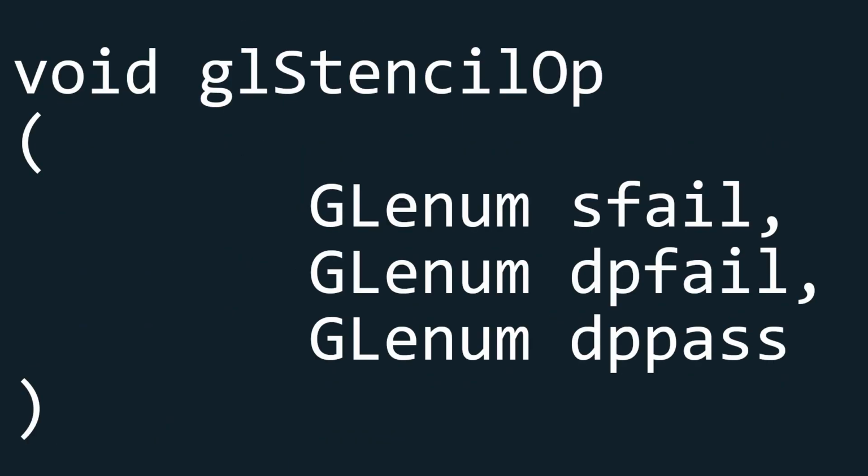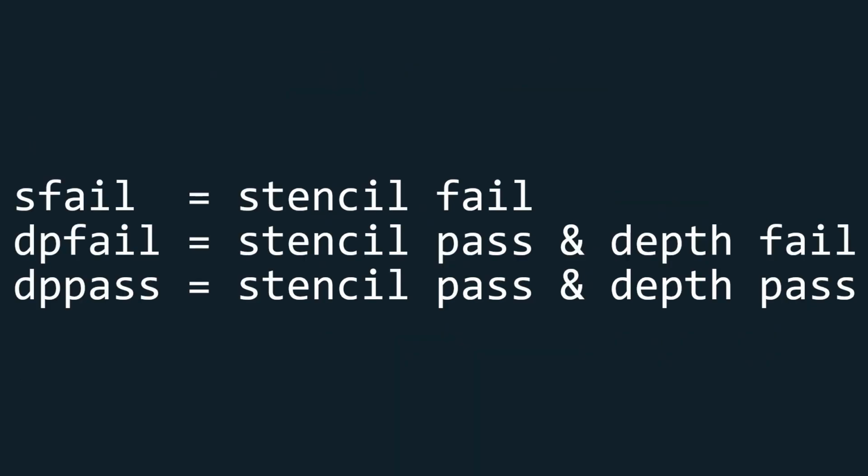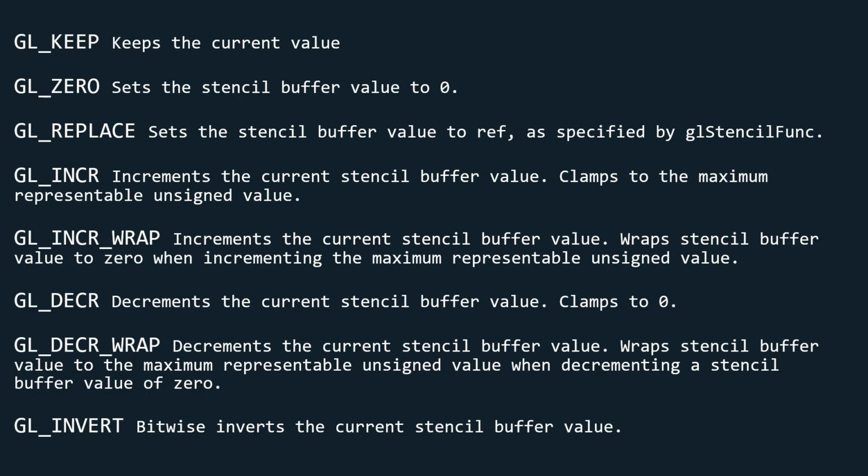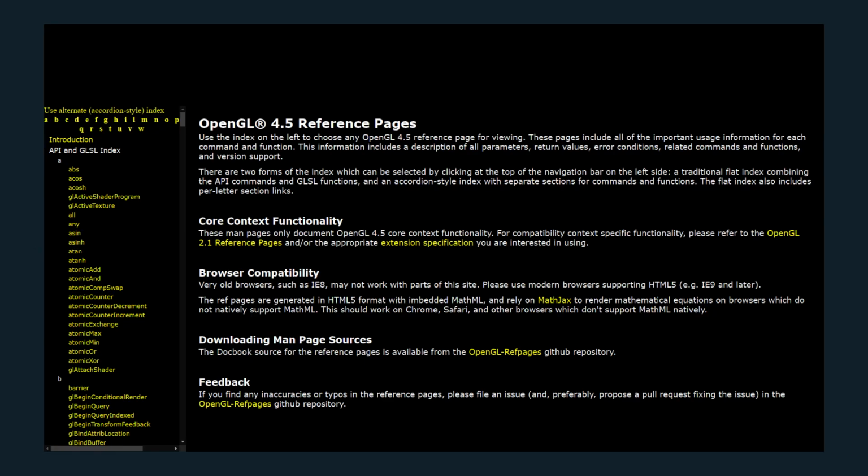Now for glStencilOp, it has 3 arguments: sFail, dpFail, and dpPass. These stand for stencil fail, depth fail, and depth pass. For all of these, you can choose between the following options. By default, they all have glKeep, which basically means that nothing changes. There is not really much more to say about these functions, so if you want to know more about them, look them up in the documentation.